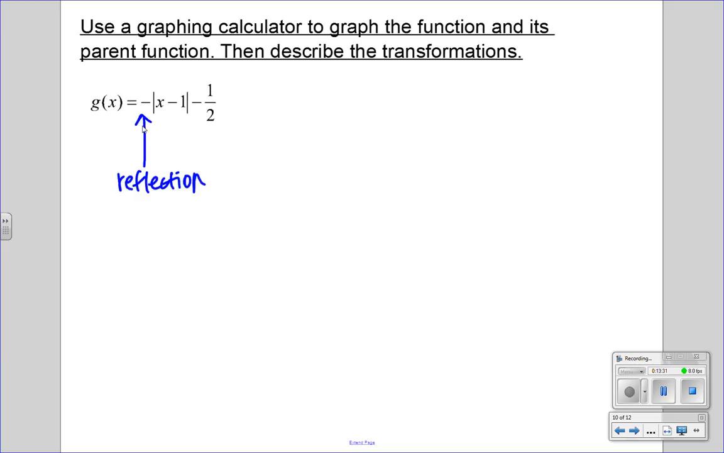If I have a number inside, either parentheses or an absolute value, that's going to give us a horizontal translation. And it always moves opposite of what the sign is. So this one is going to move to the right. Since it's negative, we're going to move to the right. So it's a horizontal translation, 1 unit to the right.